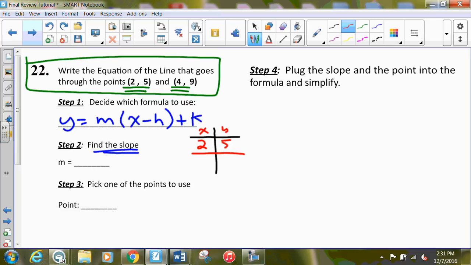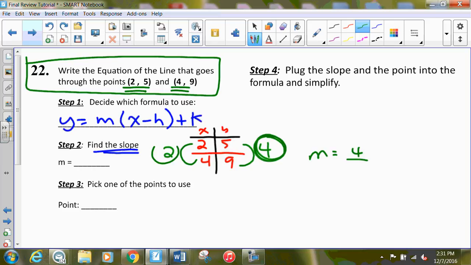And when I see 4, 9, I'm going to write it here. And why do I do that? Because this, for me, is an easy way to find the slope. If you've got it in table form, you just do the hoops. 9 minus 5 is 4. 4 minus 2 is 2. And the slope is always going to be the change in y, so this number on this side, over the change in x, this number on this side. So what's 4 divided by 2? 2. So our slope is 2, which is great.